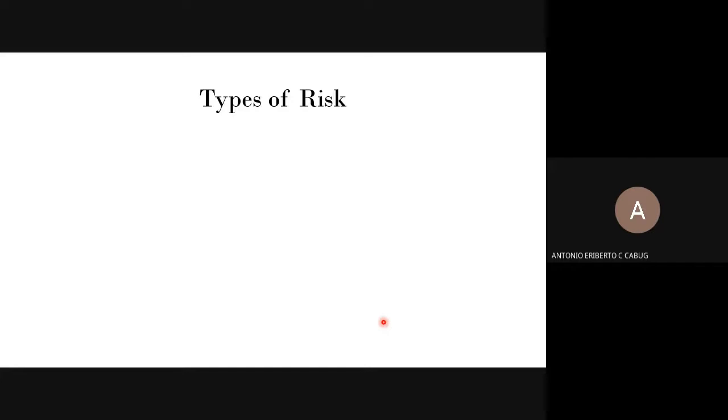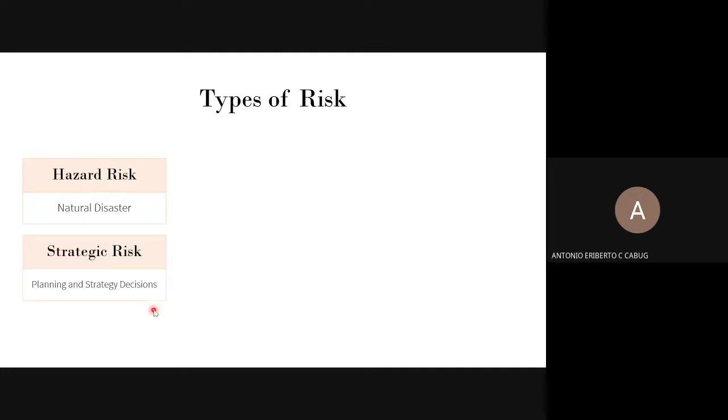Okay? Let's talk about the types of risks. There is what we call a hazard risk, risk that is brought to us by a natural disaster. Then we also have strategic risk, risk involved in planning and strategy decisions. This is usually faced by the top management of the entire company, strategic risk.